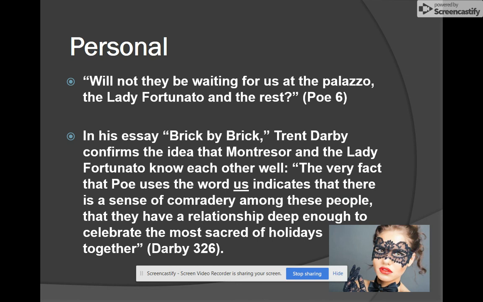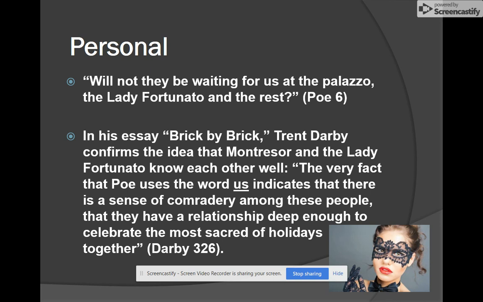And in his essay Brick by Brick, Trent D'Arby confirms the idea that Montresor and the Lady Fortunato know each other well. The very fact that Poe uses the word "us" indicates that there is a sense of camaraderie among these people, that they have a relationship deep enough to celebrate the most sacred of holidays together. So this is taking place during the carnival season. This is a religious holiday, as well as probably one of the biggest celebrations of the year.